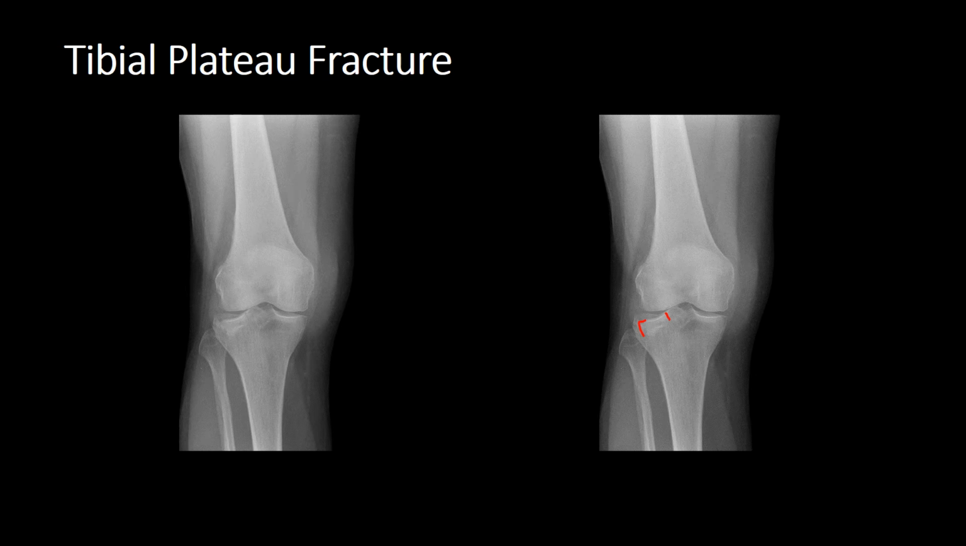Now, quite often you can't actually see it when it first happens, and you can only visualize it 2-3 weeks after the event. And in the same way that this patient has increased density on the lateral aspect, if you have a patient with an insufficiency fracture of the medial tibial plateau, you'll see that increase in density there.